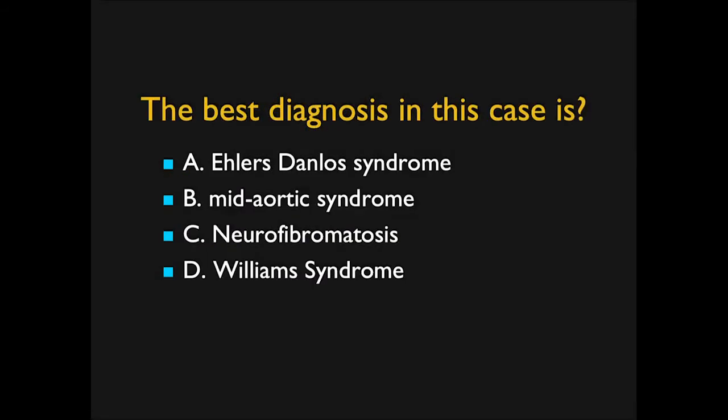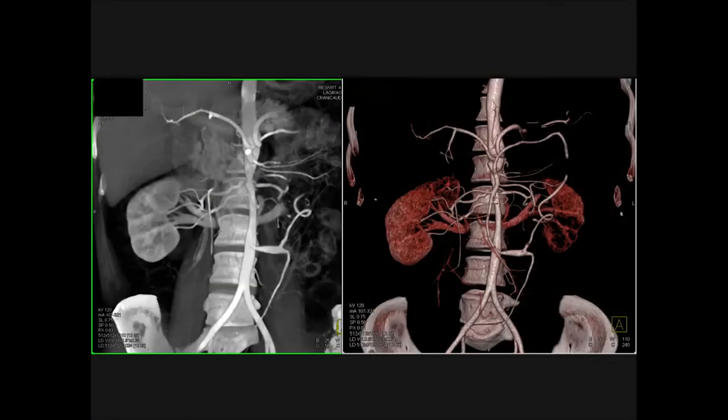In this case, I asked for the best diagnosis. Well, let's look carefully. The first thing you see on the CTA is really impressive narrowing of the aorta near and just beneath the renal artery. Then you also see marked dilatation of the IMA, and if you look carefully, there's narrowing at the takeoff of the IMA. There's also narrowing at the takeoff, particularly of the left renal artery.